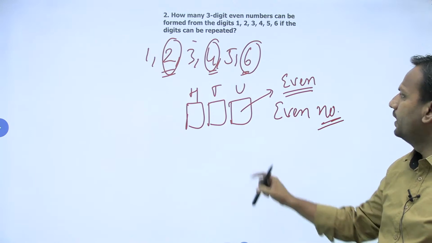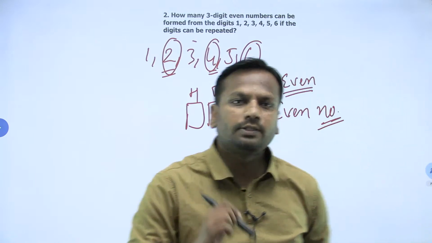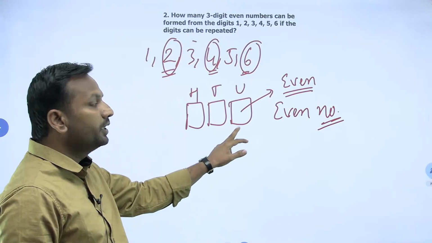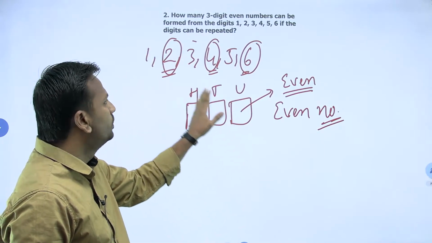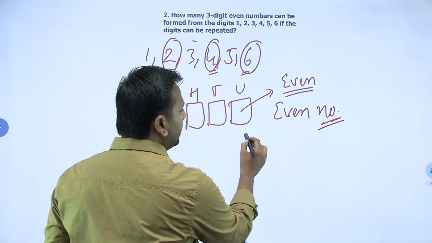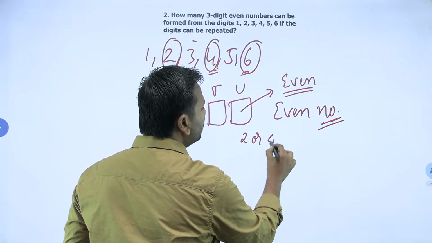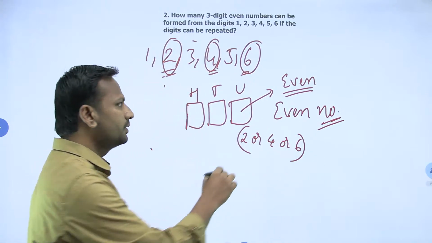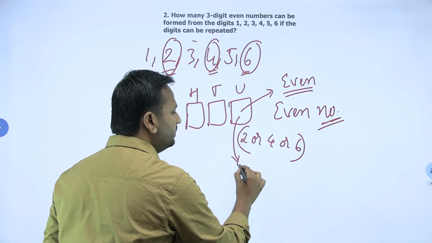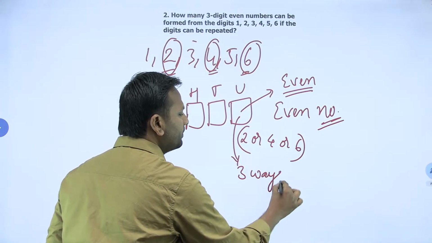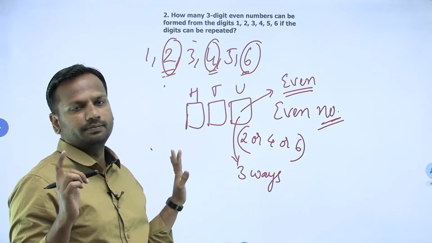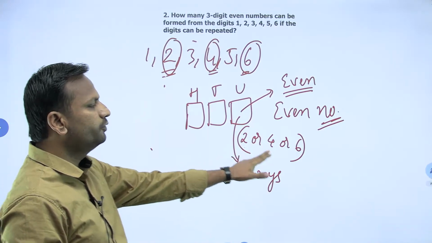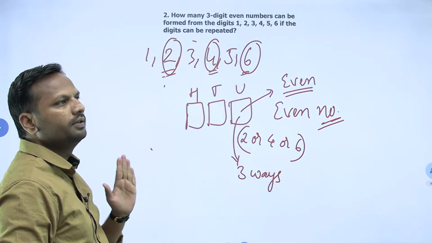2, 4, 6. In how many ways can I fill the units place to form the 3-digit even number? We are bothered about only the units place here. Either you can fill the number 2 or 4 or 6. So in how many ways can you fill this units place, students? In 3 ways. In 3 ways you can fill the units place, that too with an even number, to get the 3-digit even number. Understood? Now 2, 4, 6 you can fill, that is, in 3 ways.